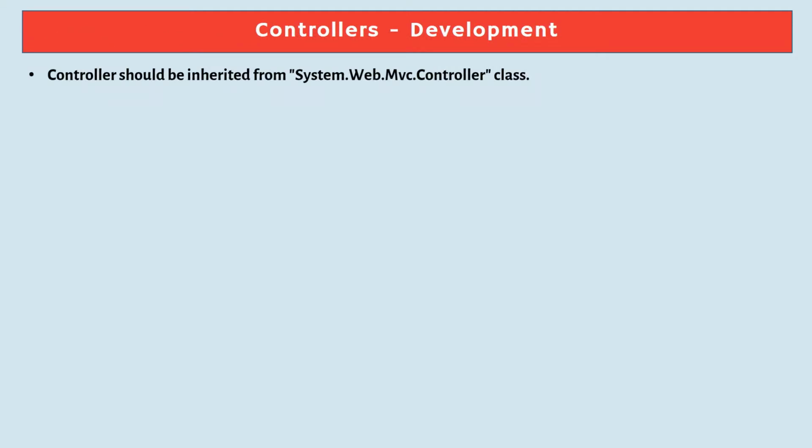So coming to the rules of controller development, a controller should be inherited from the predefined parent class called System.Web.Mvc.Controller class. Here System.Web.Mvc is a namespace. Controller is the name of the class. The controller is a parent class which defines the common properties and common methods that are required by all the controllers of your application. If you don't inherit from this parent class, your class will not be treated as a controller class.